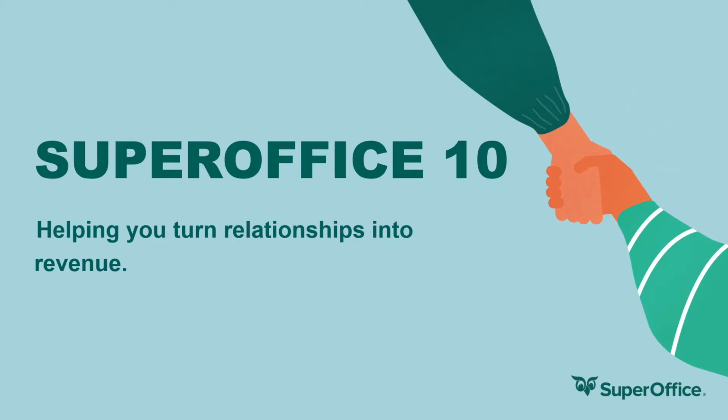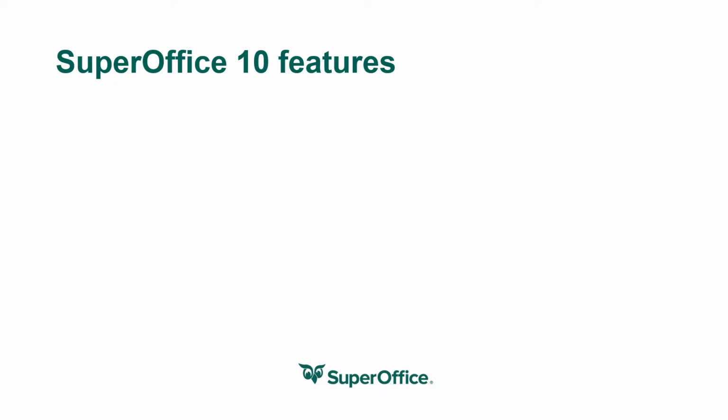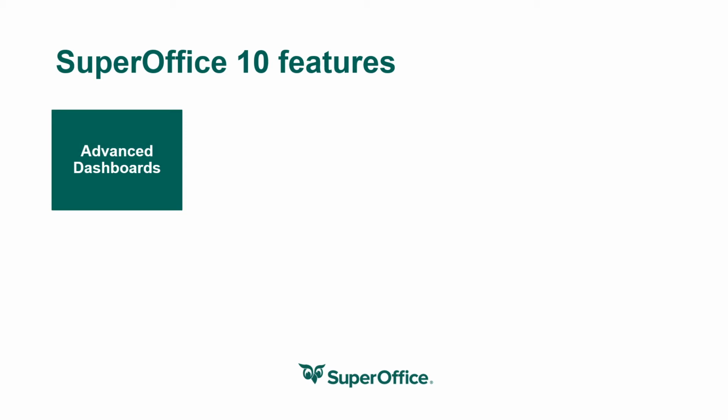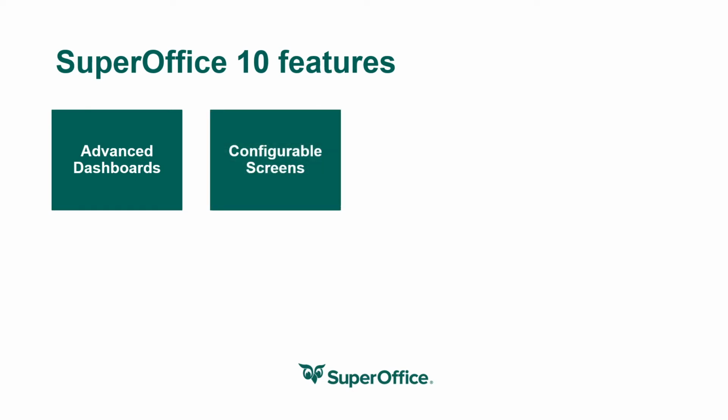And as you know, we just launched SuperOffice 10, our latest version. It offers even more tools and features to help you customize your CRM solution and build stronger customer relationships. Now we'll take a quick look at what's new before we jump in and show you how to get started with configurable screens. And the first one is advanced dashboards. This feature helps you to make smarter, fact-based business decisions by creating customizable charts that use a variety of CRM data. And then we have configurable screens, and this is what we will focus on today.